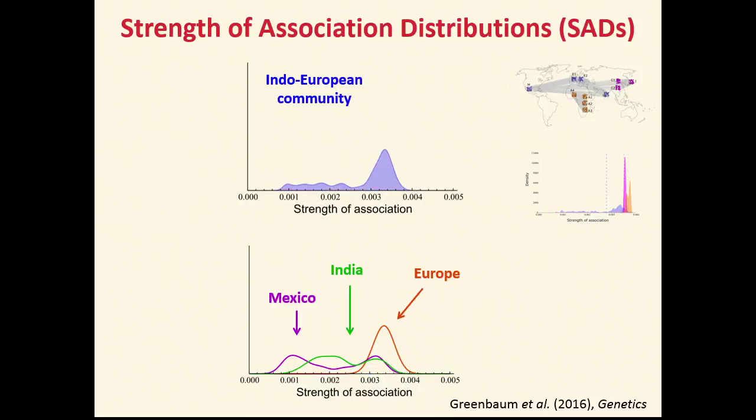We can do the same exercise with the Indo-European community. It has a high mode and a very long left tail. We can see that the mode corresponds to individuals from European ancestry, while individuals from India and Mexico are less associated with this Indo-European group.